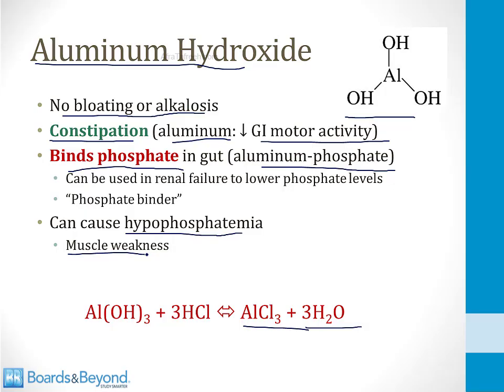But in addition, it creates a role for aluminum hydroxide in renal failure patients. Renal failure patients often suffer from high phosphate levels and hyperphosphatemia, so they can be administered aluminum hydroxide as a so-called phosphate binder in order to lower the phosphate levels in the serum.